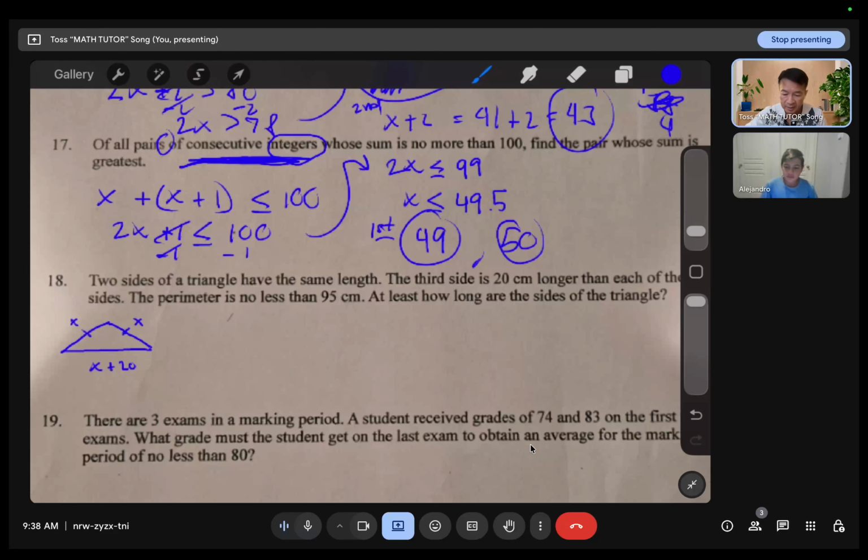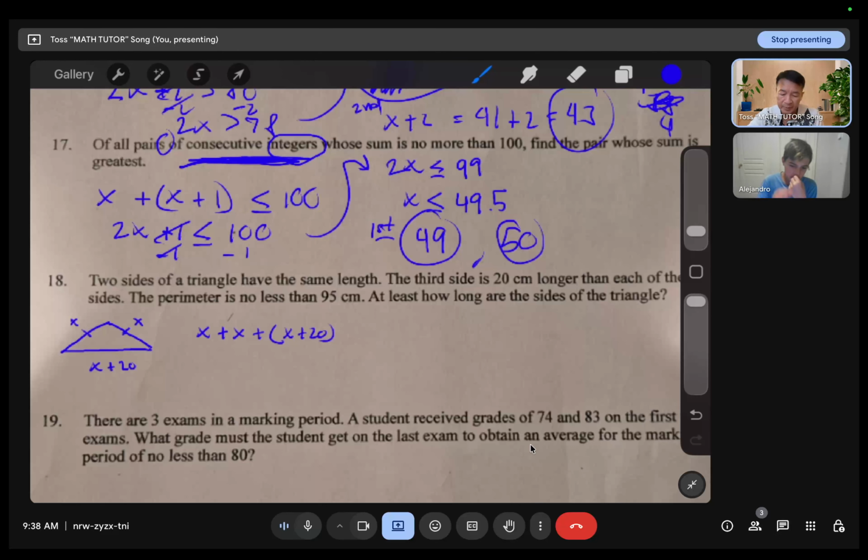Okay, this is it. The perimeter is, oh wow, they're really pushing it, still an inequality. The perimeter, meaning the distance around the triangle, is no less than. So the perimeter means you're going to add them, right? So let's set it up. x plus x plus 20. You don't need to parenthesize this if you don't want, but that should show you it's together as the side, or one unit.